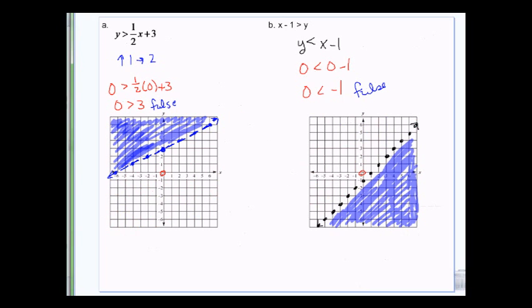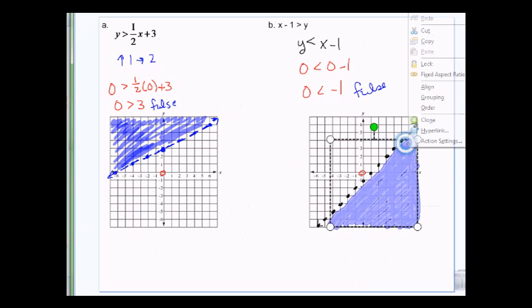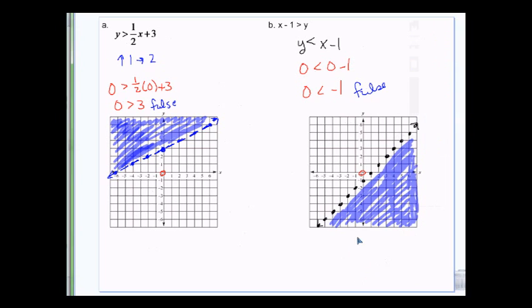And like I said, I could pick any number. If I had picked 6, 3, which would have been that point right there, I would have plugged in 3 is less than 6 minus 1, which would have given me 3 is less than 5, which would have been true, and I would have shaded that side. So you can pick any point. Any point in the shading will be true, and any point over here not in the shading would be false.